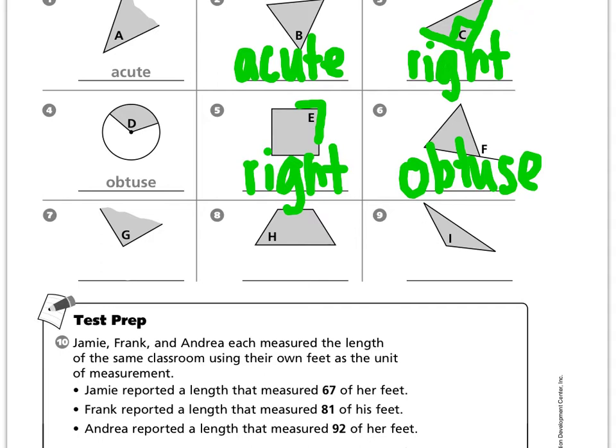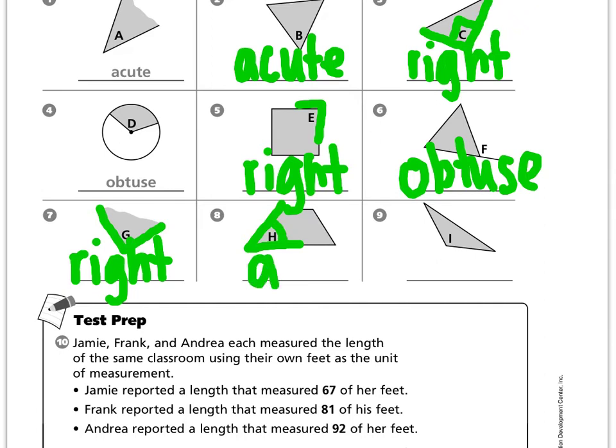Letter G, looking at this, if you turn your paper, you'll be able to see that it is a right angle. It's exactly 90 degrees. Letter H is going to be less than 90 degrees. They're looking at this angle right here, and I know that less is acute. And letter I, they're looking at this angle. If you turn your paper, you can clearly see that letter I is going to be an obtuse.